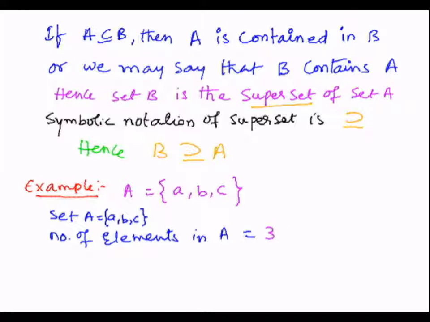Then the subsets are: one is an empty set, or in other words it can be written as φ. The condition is that an empty set will be the subset of every set.